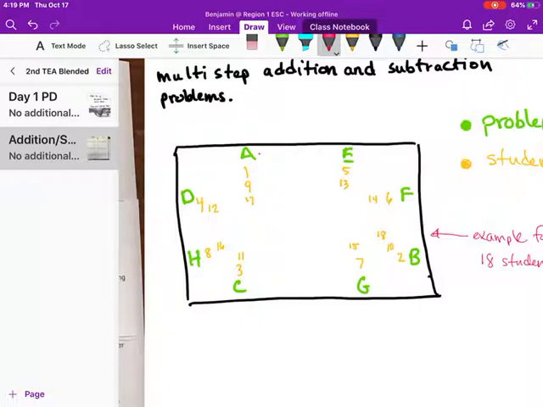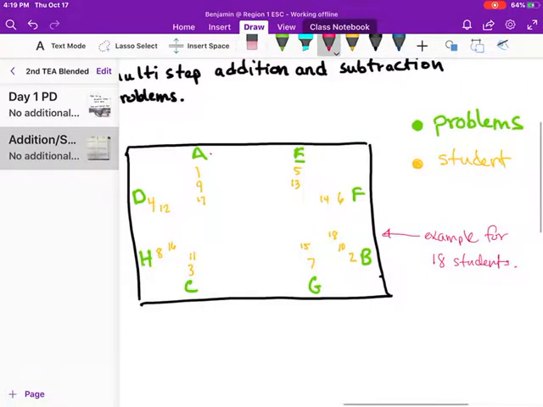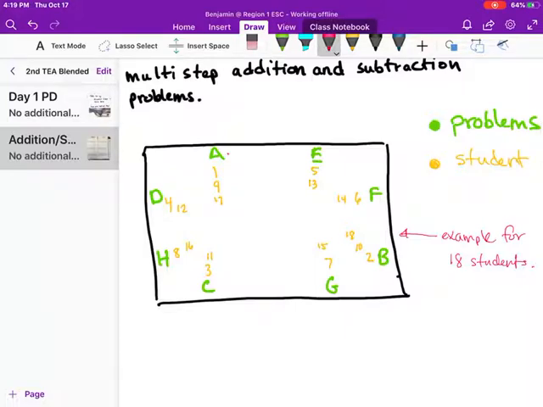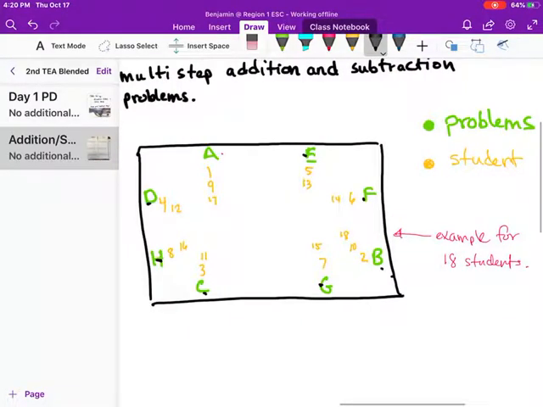This is an example, just a layout of a rectangular classroom. You have the problems A, B, C, D, E, F, G, H laid out in the classroom. Print them up and post them up. Then you can assign student 1 to A, student 2 to B, student 3 to C, student 4 to D, student 5 to E, and you just keep going all the way around until you are done with your students. So they can get up and start there.